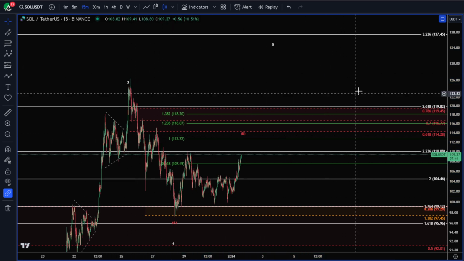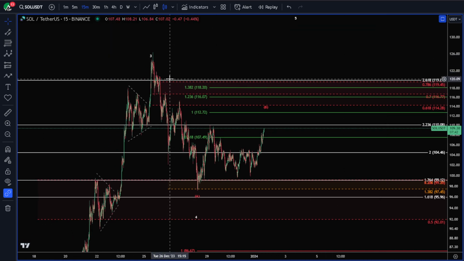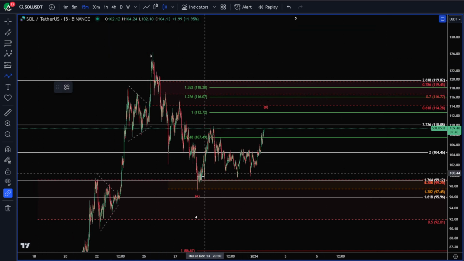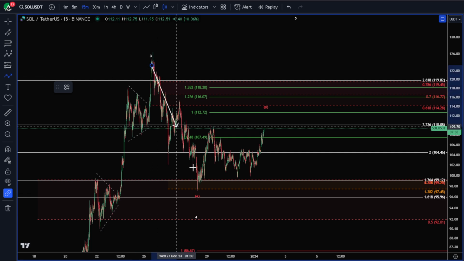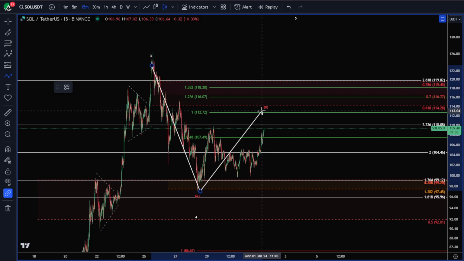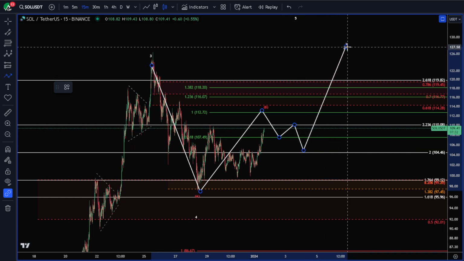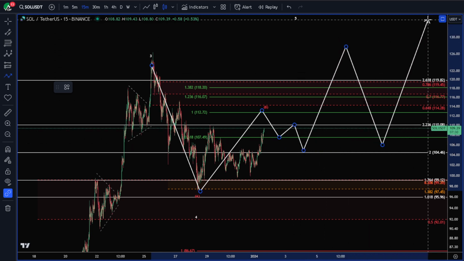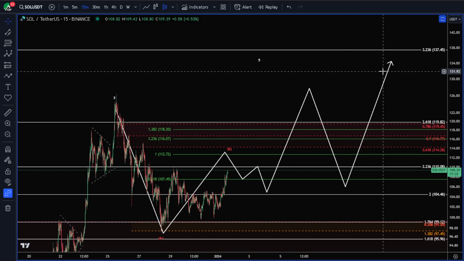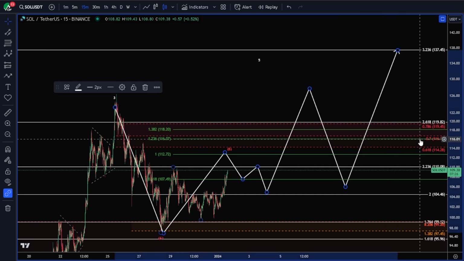Alternatively, again, what else starts as 3? We could be making a flat. So we could get something like this, where we get our A wave. This could become extra complex. ABC, break a new high, come back, then go up to 135. Then we top in our third wave, as shown. So this is another option here.